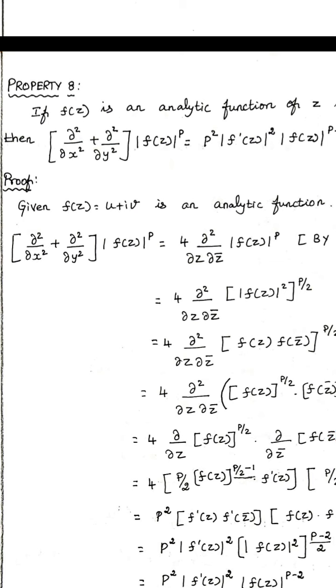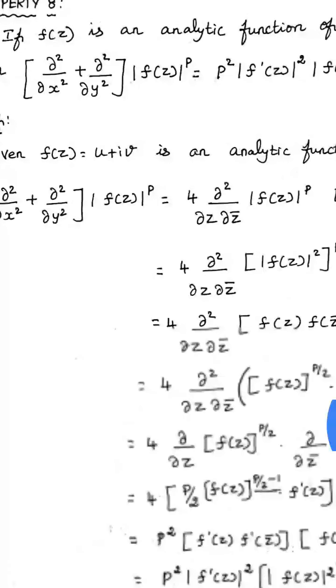So what is property number 5? ∂²/∂x² + ∂²/∂y² equals 4 ∂²/∂z∂z̄. Okay, the same thing I am writing here.